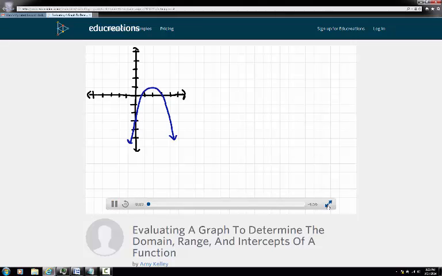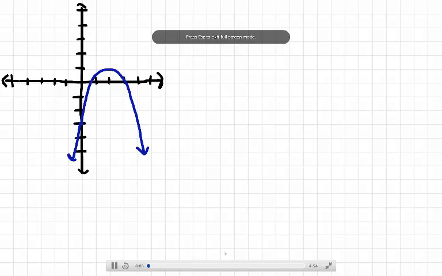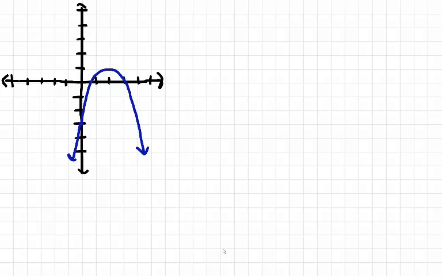In this video, we're going to learn how to use a graph to determine a function's domain, range, x-intercepts, if there are any, or y-intercept, if there is any. So let's take a look. Here we have a parabola pointing downward.